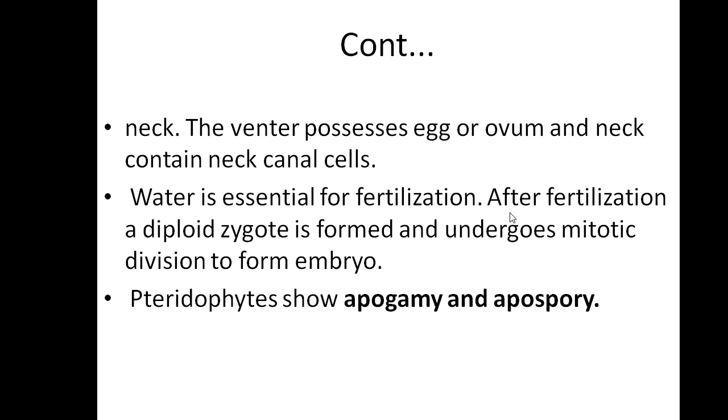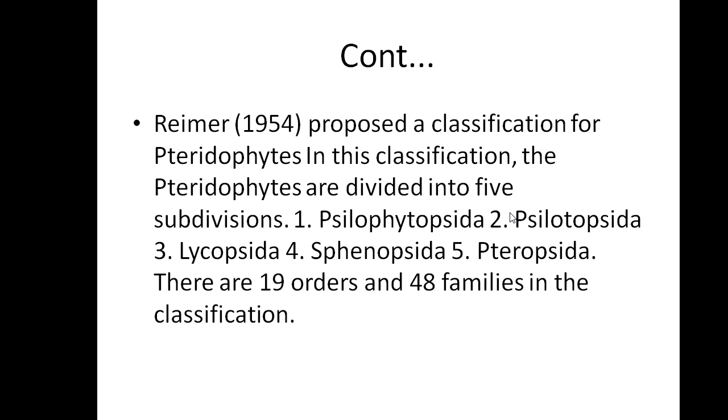consisting of the egg. These egg cells are present in the neck of the archegonium, that is, the neck consists of canal cells. So water is very very essential for fertilization, like you saw in the bryophytes. After fertilization, a diploid zygote is produced. It undergoes mitotic division to form the embryo. So pteridophytes show apogamy and apospory.